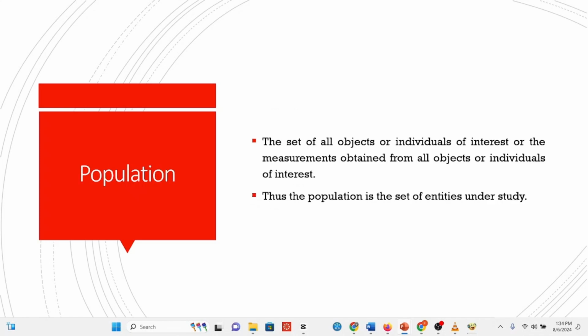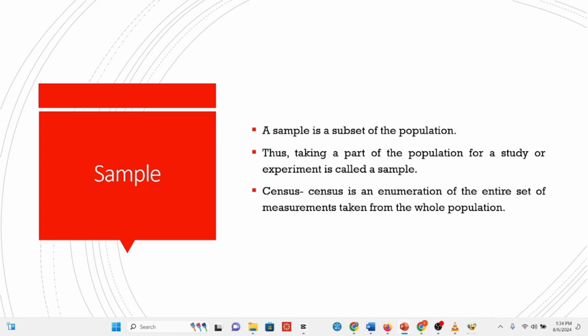Population refers to the set of all objects or individuals of interest or the measurements obtained from all objects or individuals of interest. Thus the population is the set of entities under study. A sample is a subset of the population. Thus, taking a part of the population for a study or experiment is called a sample. Census is an enumeration of the entire set of measurements taken from the whole population. Now let's look at the difference between population and sample.